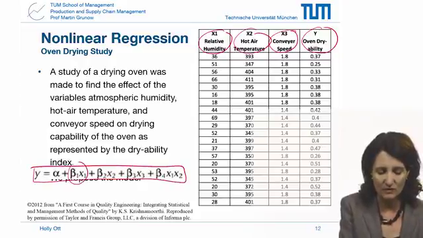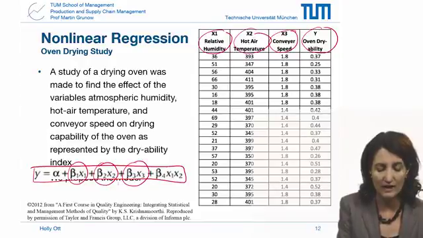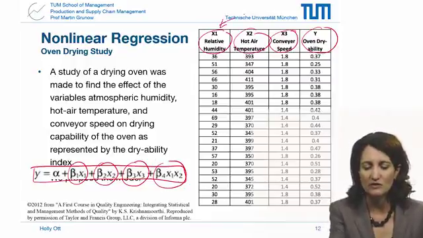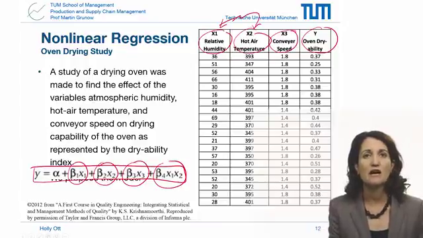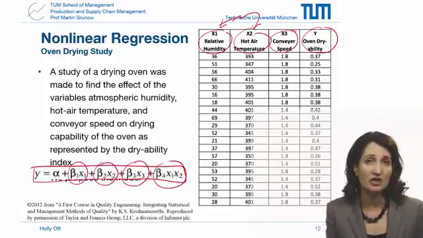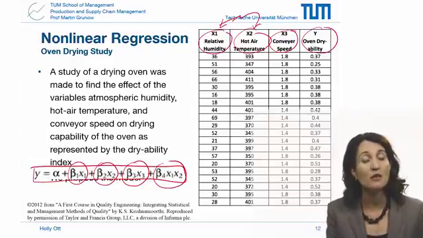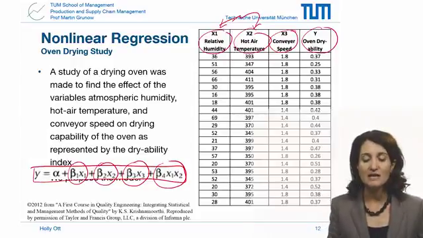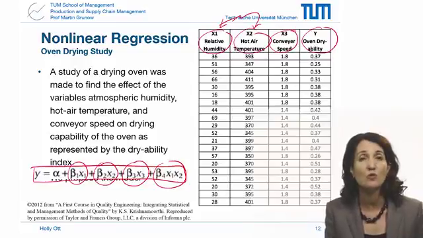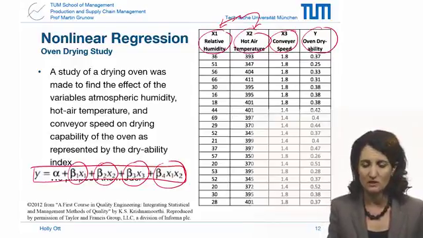Y is alpha plus beta 1 x1 plus beta 2 x2 plus beta 3 x3, the same thing we had before, but we suspect that the relative humidity and the hot air temperature have some kind of relationship. We think that the joint effect of the changed air temperature and the humidity is much more profound on the dryability than the sum of their individual effects. So again, in other words, if they are both high, then this would have an even higher impact on the dryability than if you just raised one and then raised the other individually.